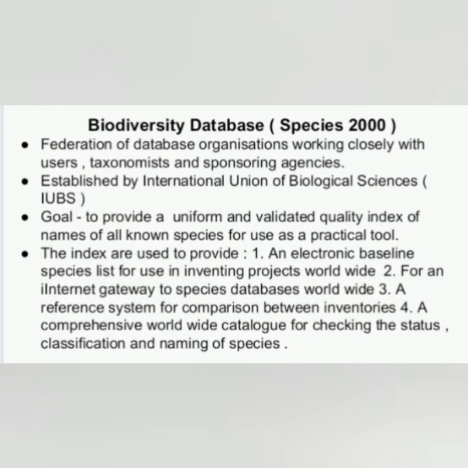Biodiversity database: Species 2000, a federation of database organizations working closely with users, taxonomists, and sponsoring agencies. Established by the International Union of Biological Sciences, IUBS. Its goal is to provide a uniform and validated quality index of names of all known species for use as a practical tool. The index is used to provide: 1. An electronic baseline species list for use in inventory projects worldwide. 2. An Internet gateway to species databases worldwide. 3. A reference system for comparison between inventories. 4. A comprehensive worldwide catalog for checking the status, classification, and naming of species.